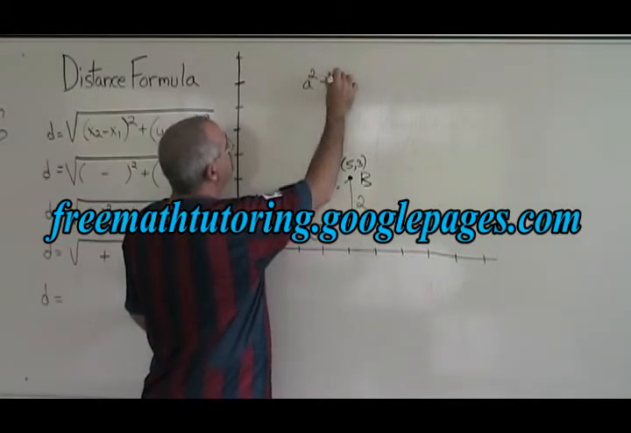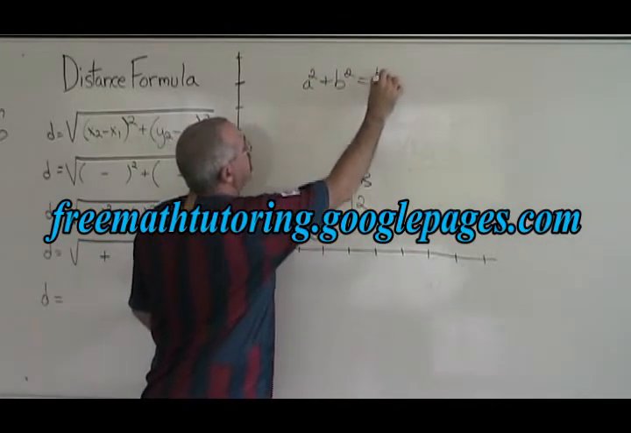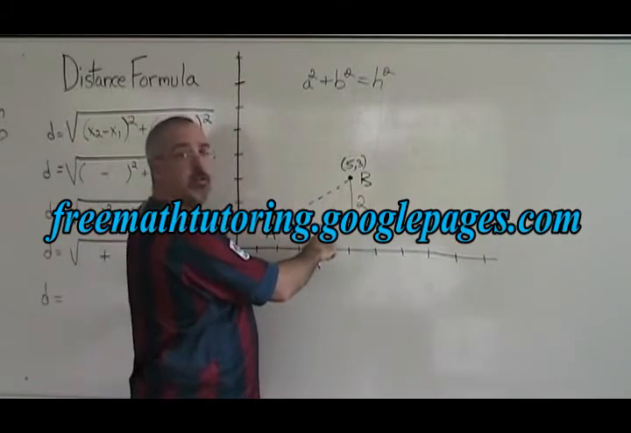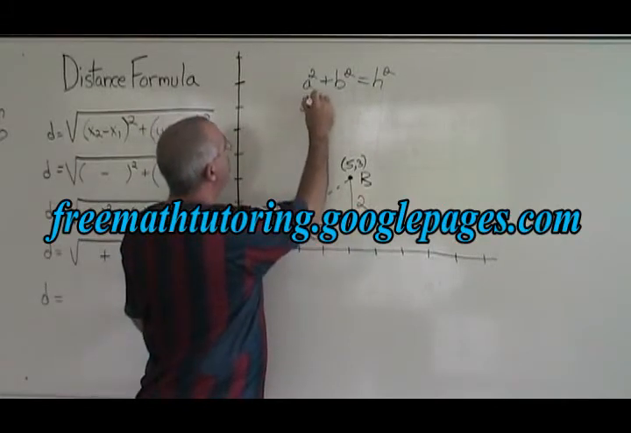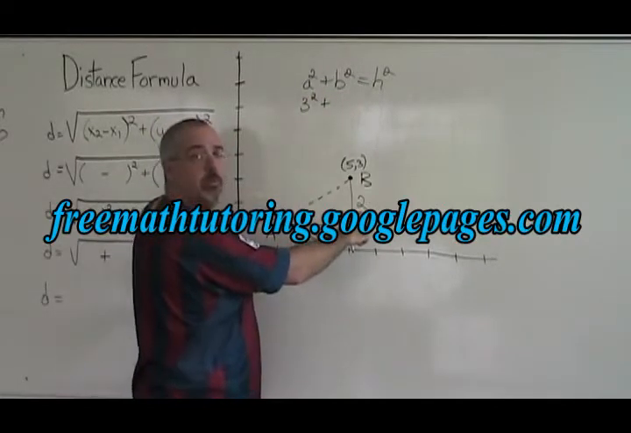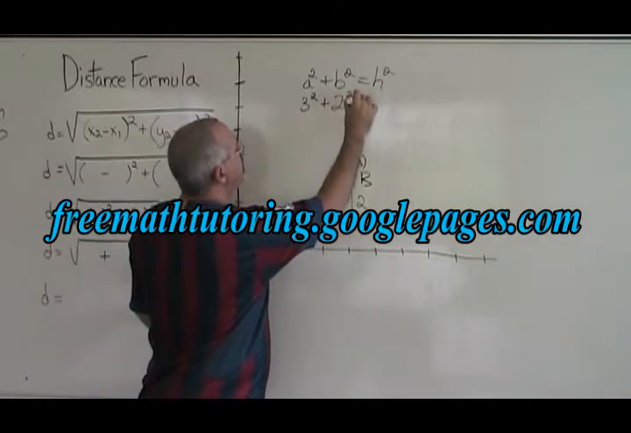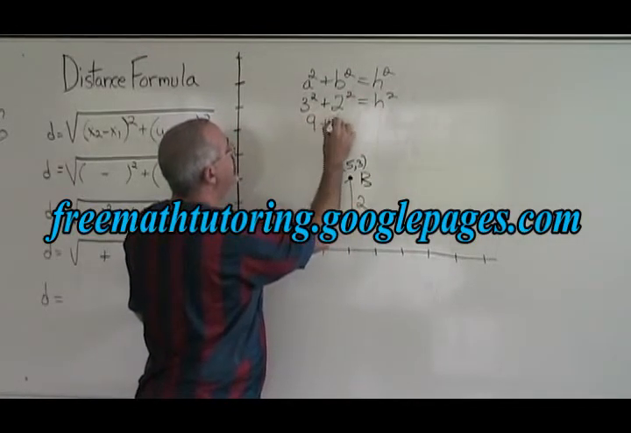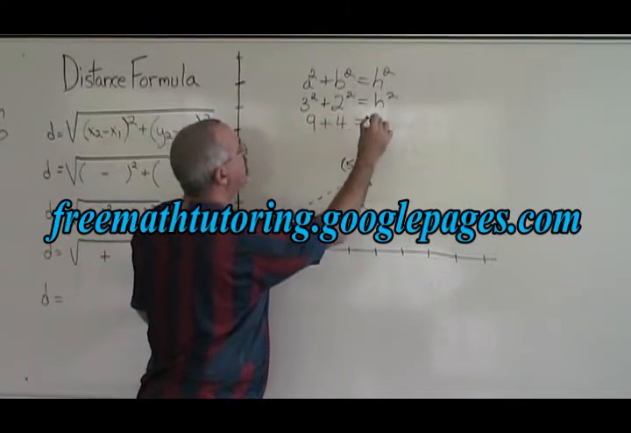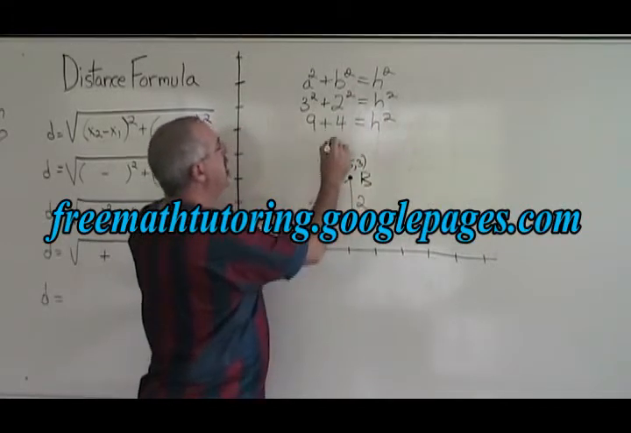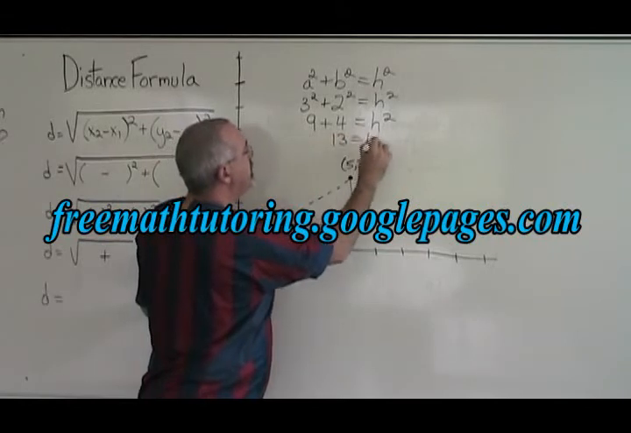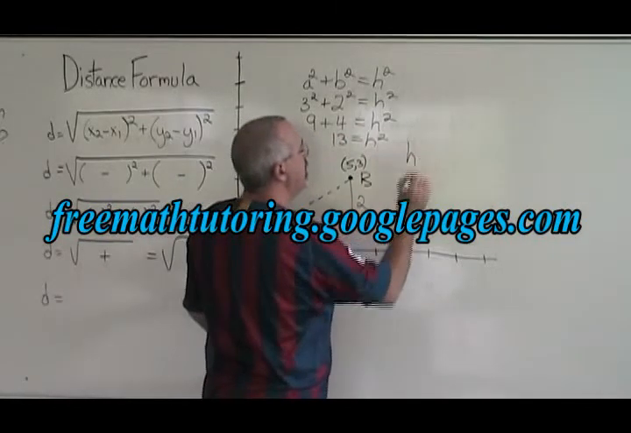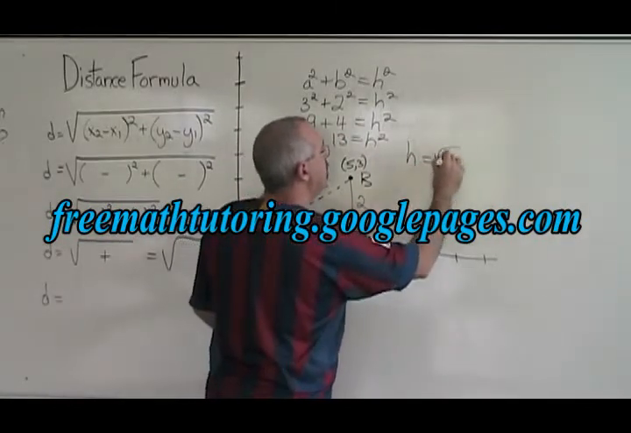A squared plus B squared equals H squared. If I call this 3 my A, I have 3 squared plus B will be 2, 2 squared equals H squared. 3 squared is 9, 2 squared is 4. My H squared is equal to 13, therefore the hypotenuse is equal to the square root of 13.